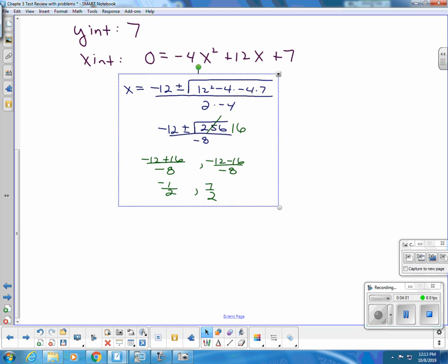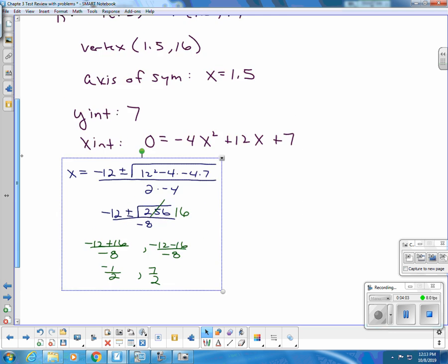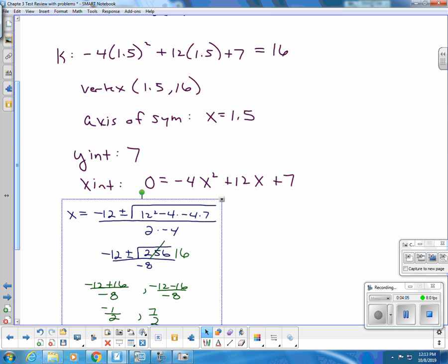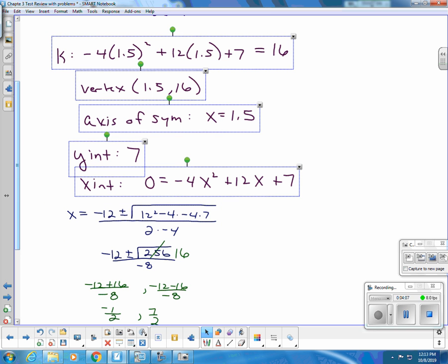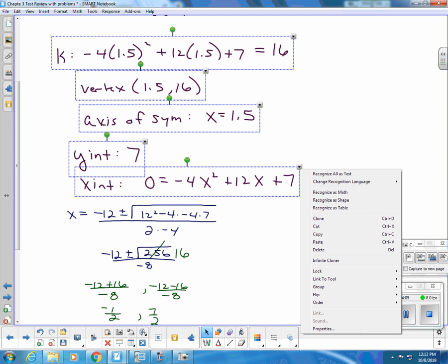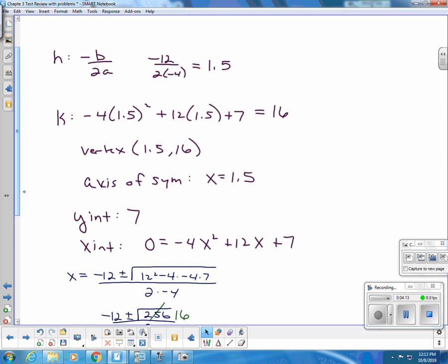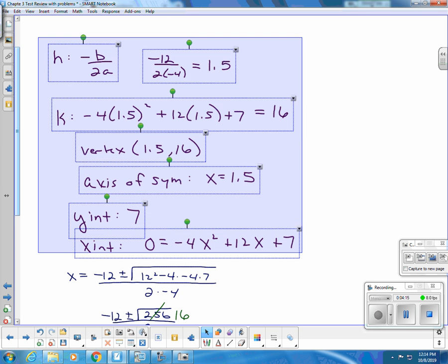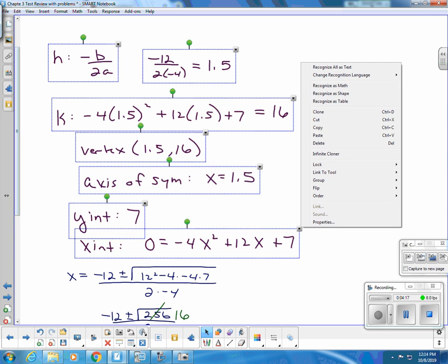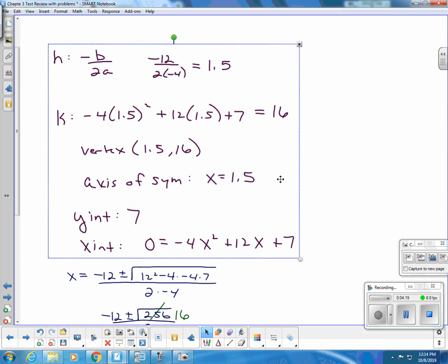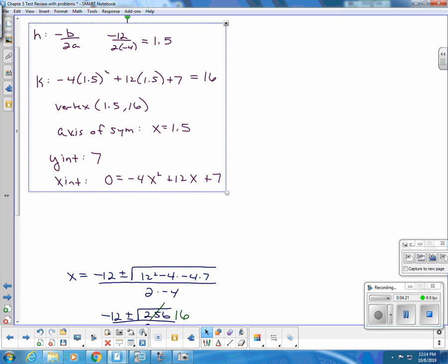So since these guys are real, a lot of you had questions on your take-home quiz. If you have imaginary X-intercepts, are they X-intercepts? No. So if you have imaginary numbers there, there are just no X-intercepts. You just would say there are none. Let's make it smaller so we can graph a little bit better.